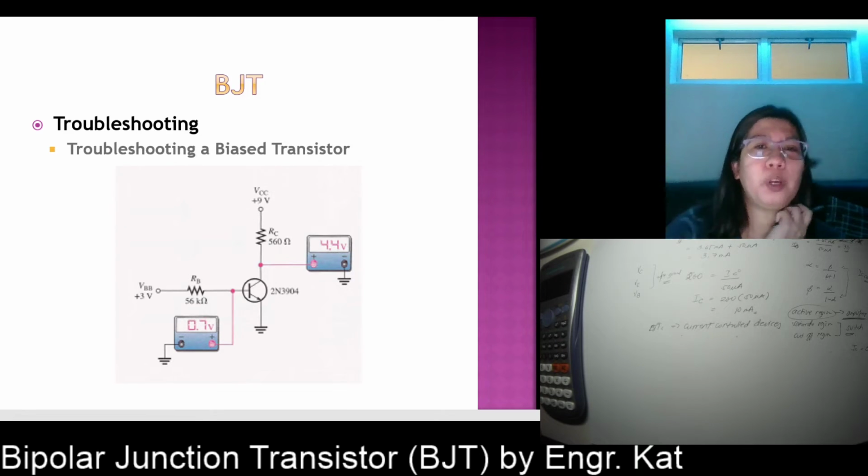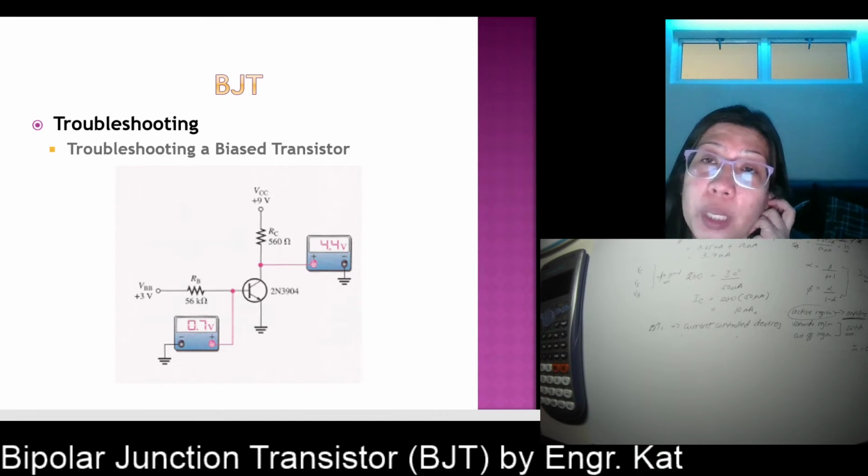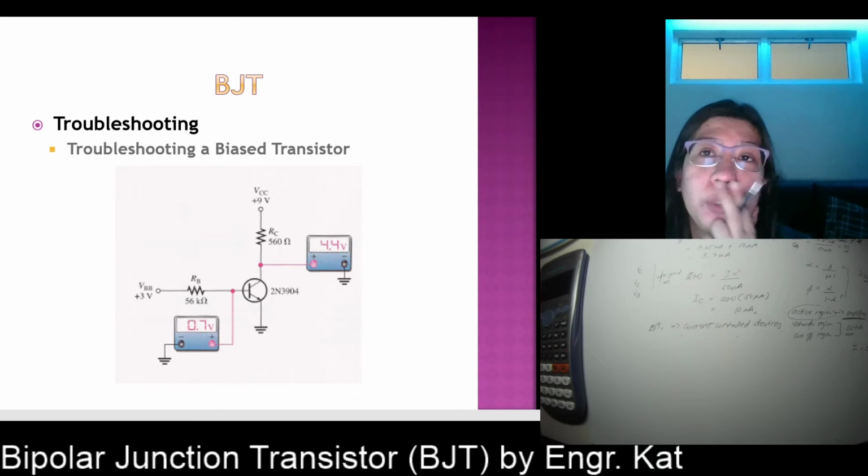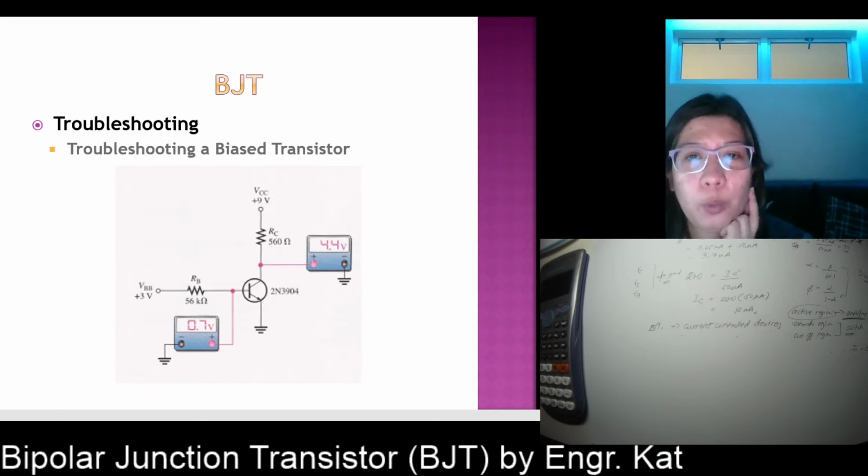Troubleshooting, how would you troubleshoot a transistor? You can encounter this in the laboratory or in Multisim, since we are in community quarantine. The proper voltages are like this.